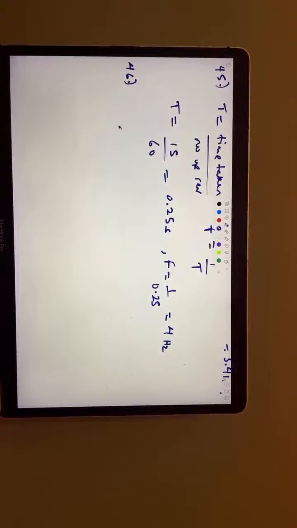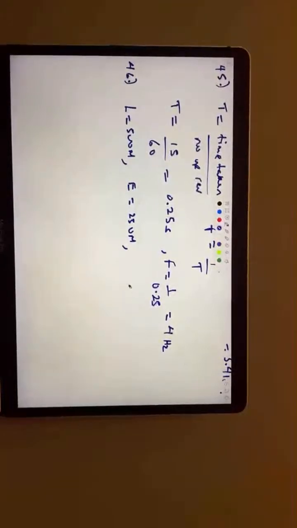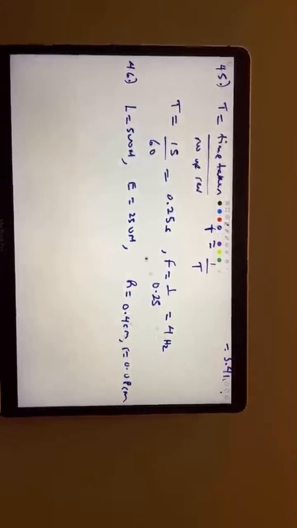It's a very simple question to solve. Just note that formula. So let's move to question 46. A wheel and axle is used to raise a load. The load is 500 newtons, and the effort applied is 250 newtons. The radii of the axle are big R, 0.4 centimeters, and small r, 0.08 centimeters, respectively. What is the efficiency of the machine?